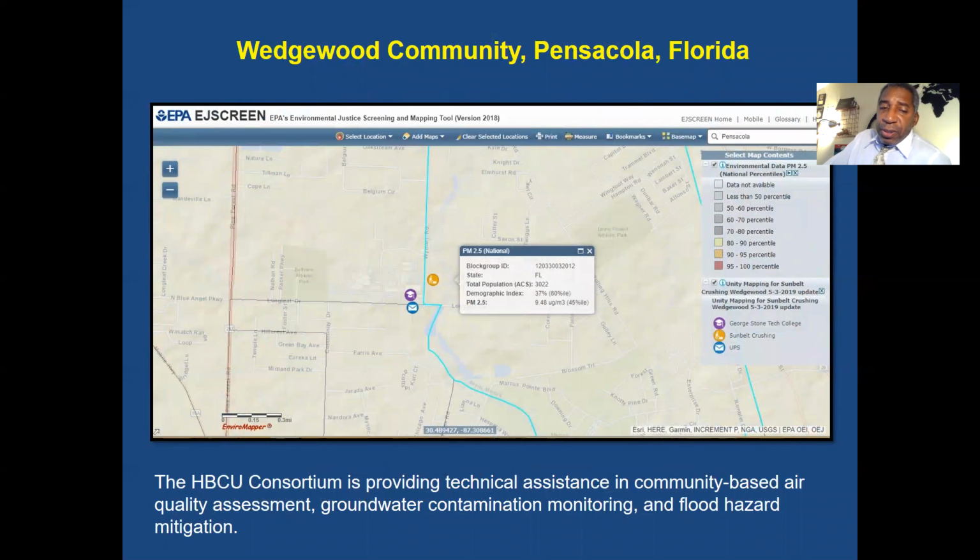The Wedgwood community in Houston, Texas, we're looking at a variety of contamination issues. This community is surrounded on three sides by 13 landfills, and so there are a variety of negative externalities that might be impacting the Wedgwood community at any time, including air pollution. And you can see here we're looking at particulate matter exposure in the Wedgwood community with this map. Water pollution, flooding, a variety of issues are impacting the Wedgwood community.